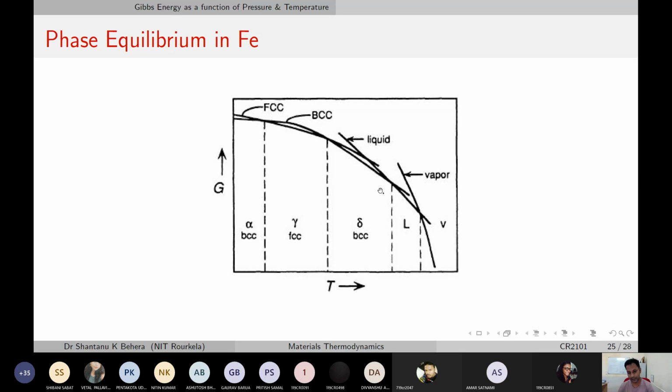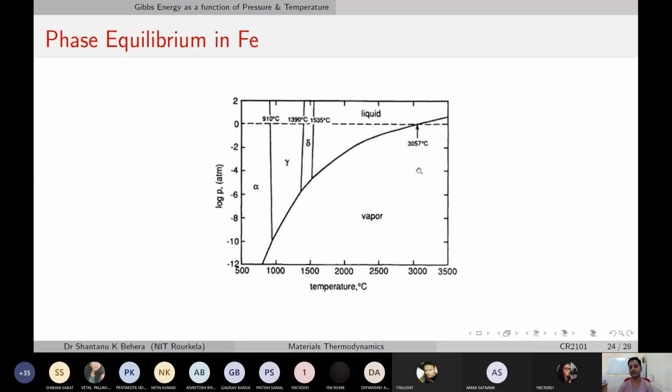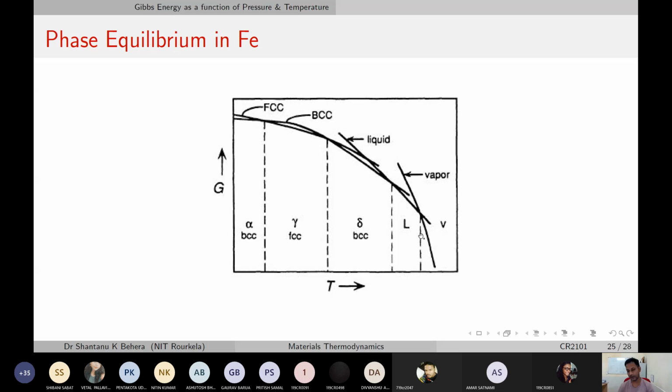So we have distinct free energy curves of this liquid, which is like this, and then from about 3057 degrees Celsius, you have only the iron vapor phase. Okay, it's beyond its boiling temperature at normal atmosphere. So this is the free energy line of the vapor phase. This is the free energy line of the liquid phase.